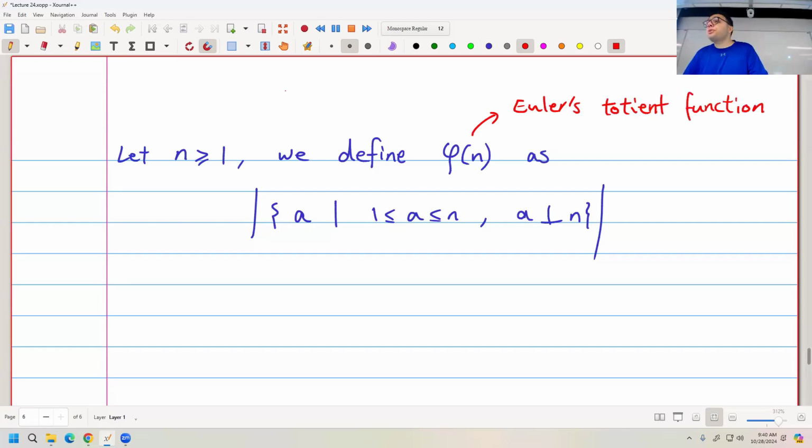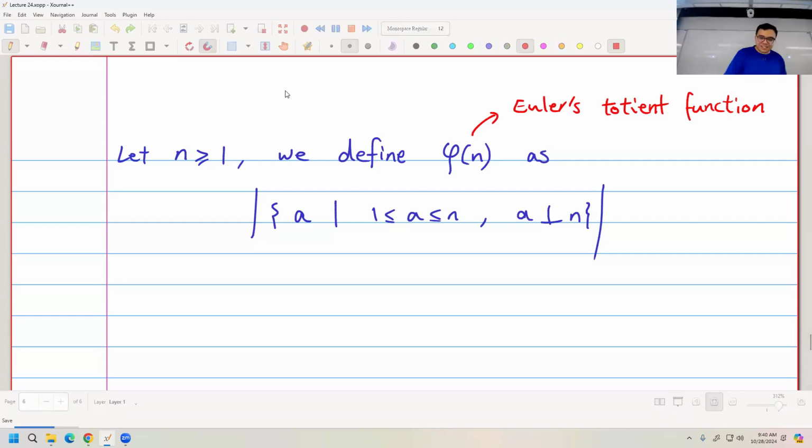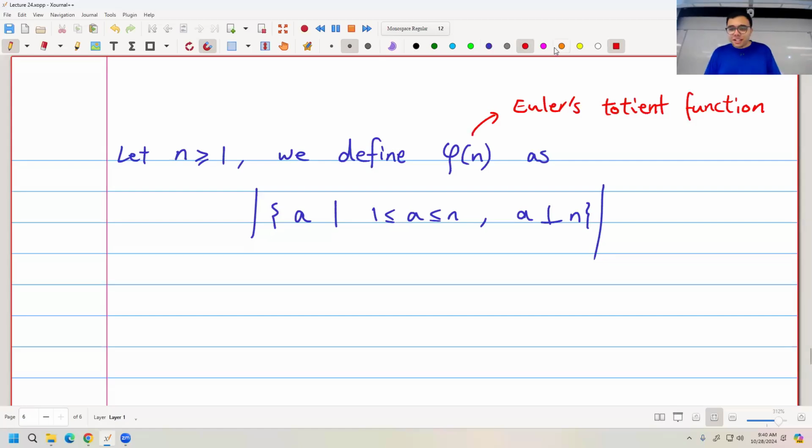By the way, this word has no meaning at all. You can check the meaning of this word. In Latin, it means something like as many as, something like that. It doesn't mean anything. Just call it totient. That's what it is. Mathematicians are not good at naming.